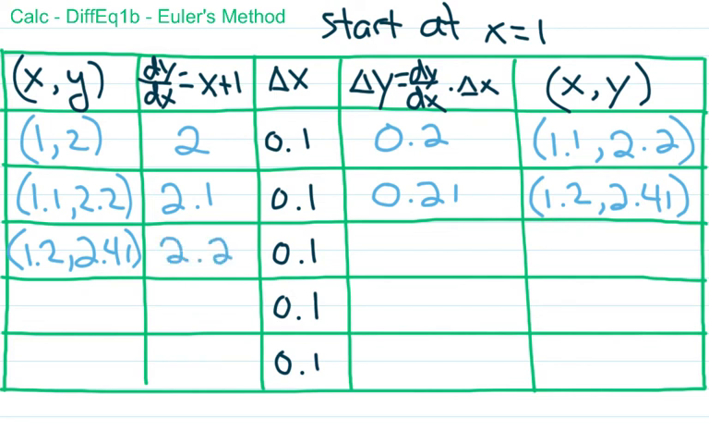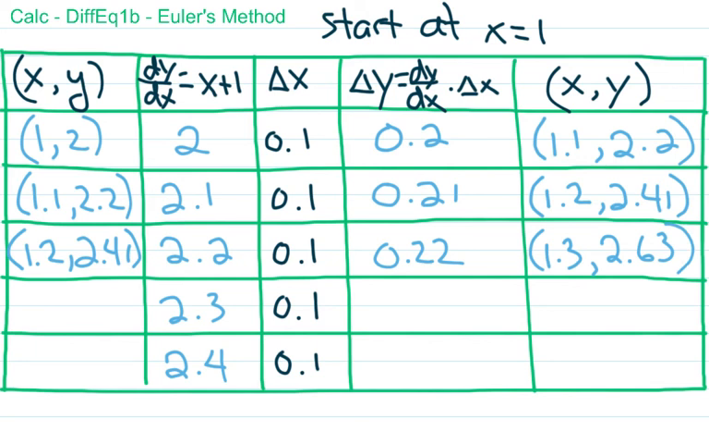Okay, 2.2. Now, here I'm just going to write this because I'm noticing the pattern. Okay, 2.2 times 0.1, 0.22. So the x is going up by 0.1 every time, but the delta y is changing slightly as we move. So 2.41 plus 0.22, 2.63, not too bad, we can handle it.